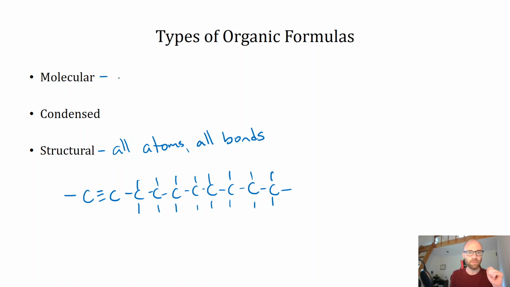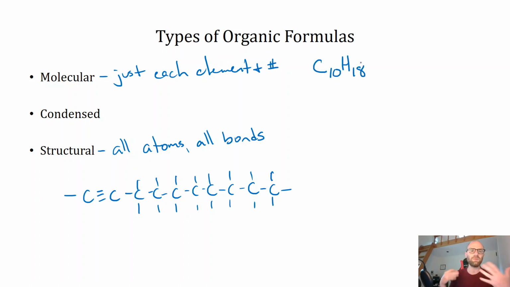The molecular formula is just each element and number. So you've seen molecular formulas when we talked about molecular and empirical formulas. So the molecular formula for this compound would be C10H18. So both of these we have some familiarity with. The structural formula is like a Lewis structure, except usually we don't worry too much about the lone pairs. And the condensed structure is actually somewhere in the middle.